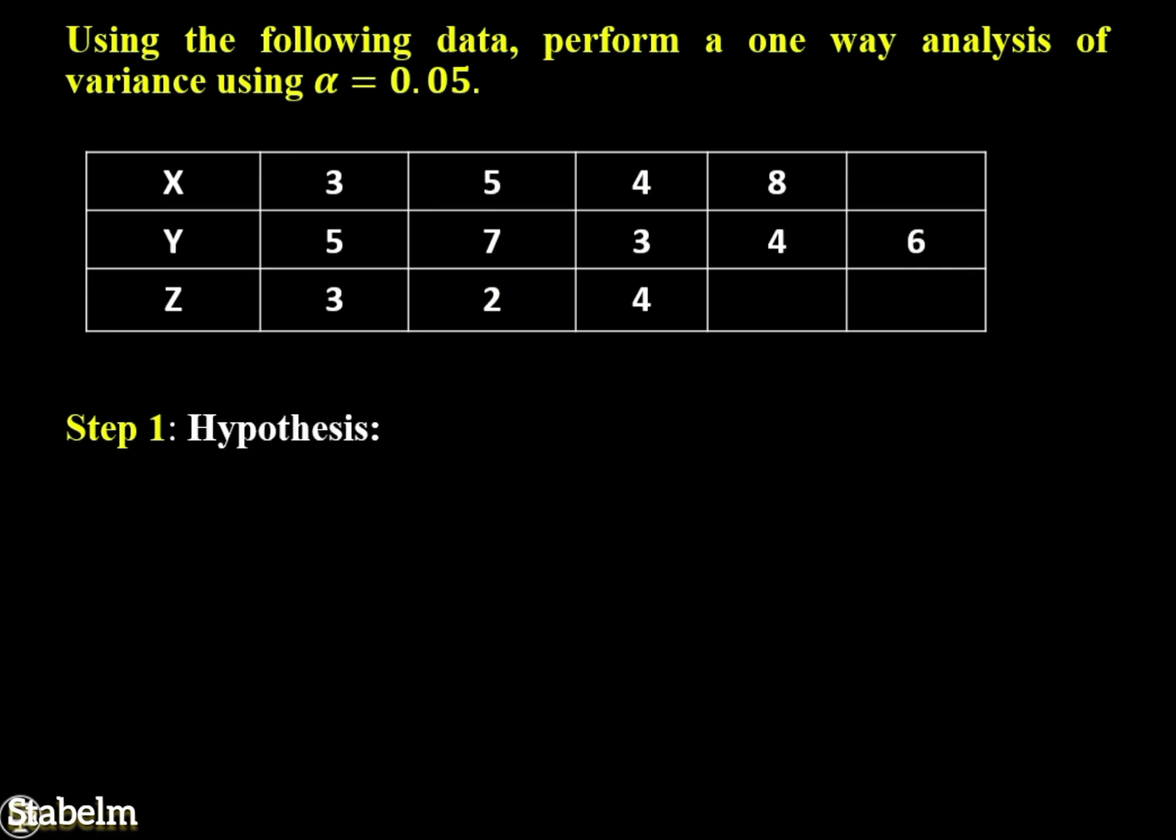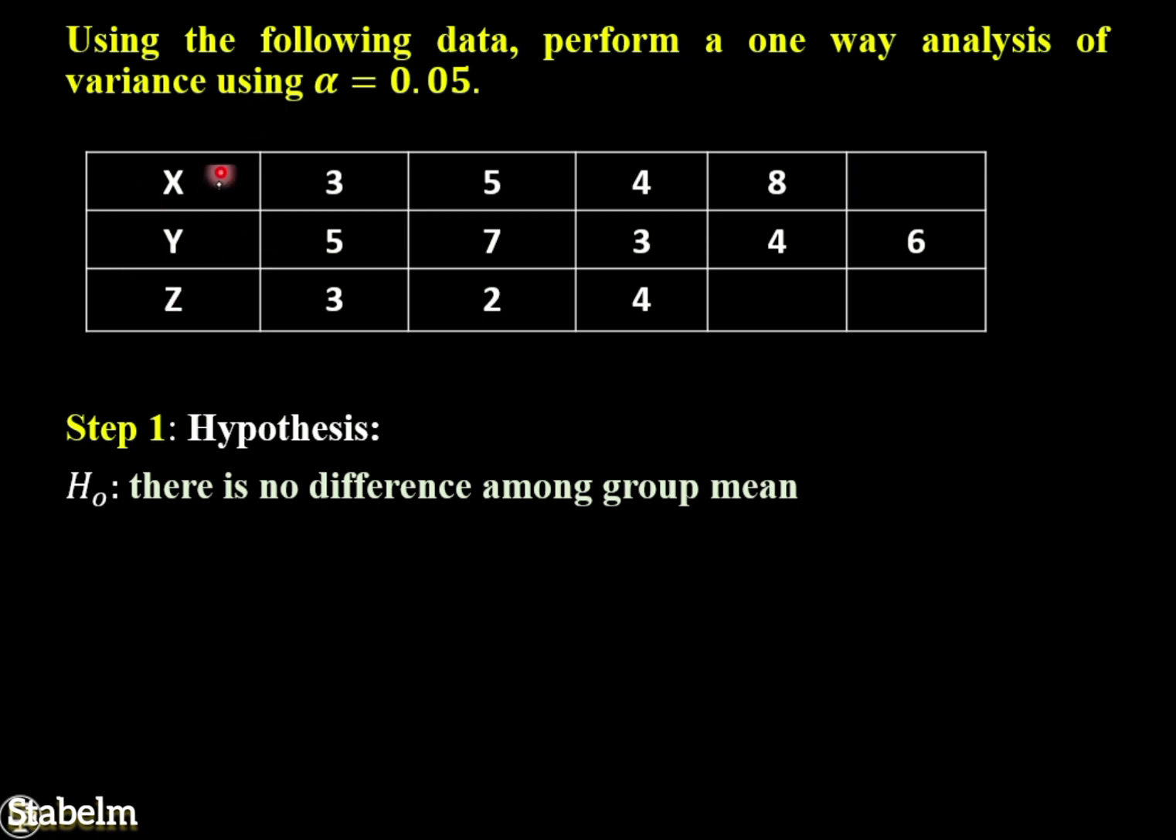We're going to test the H0 against the H1, which is the null hypothesis against the alternative hypothesis. So we have it as this. There is no difference among group means. That is the null hypothesis: there is no difference among the means of these 3 groups. Versus the alternative hypothesis, H1: there is a difference among group means.